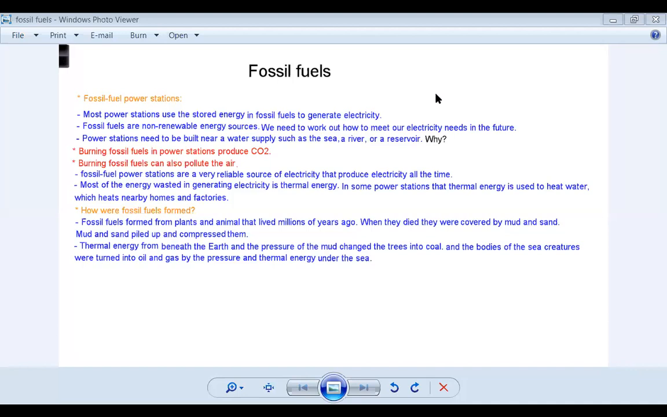Okay, so when they compressed it down, thermal energy from beneath the earth and the pressure of the mud changed the trees into coal. This process takes years and years to complete, to turn these living or dead organisms into coal. So these trees, because of the thermal energy beneath the earth and the pressure of the mud, changed into coal. Okay, what about the bodies of the sea creatures?